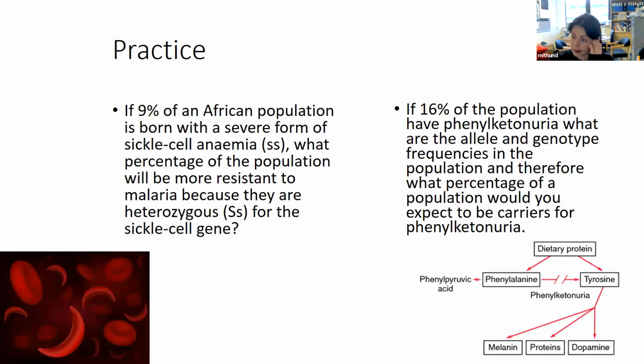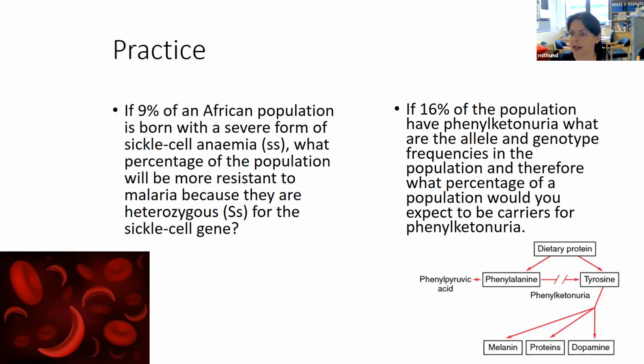Okay, so given those two equations and that information, we now can answer questions like this. So for example, if we know that 9% of an African population is born with a severe form of sickle cell, and we want to find out the percentage of the population that's going to be more resistant to malaria because they're heterozygote, we can use these equations to work out what the frequency of heterozygotes is going to be in our population.